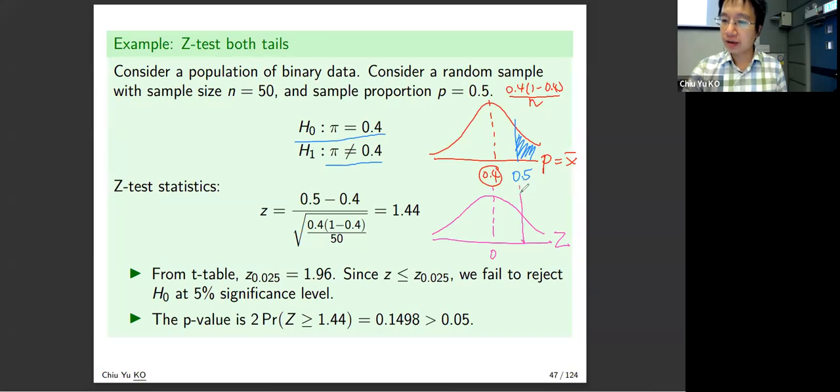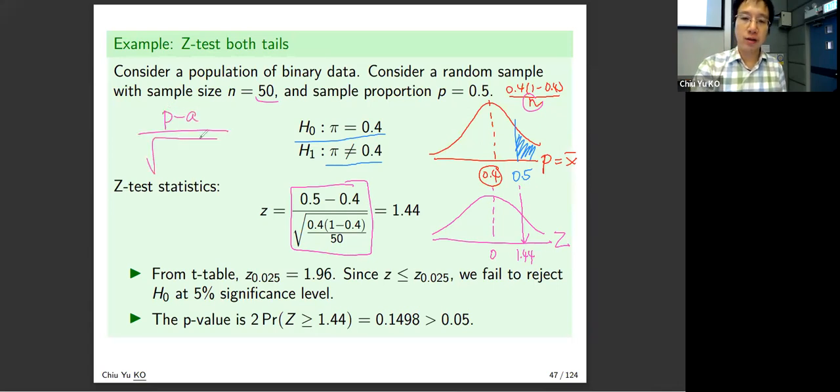And you convert this after a very complicated operation. It's 1.44, okay? And the calculation is very simple, right? Just n is 50. Take a square root, put it there, denominator, nothing new. You can just remember the formula: p-hat minus a over the square root of a times 1 minus a over n. A is this guy. I think you have that, right?